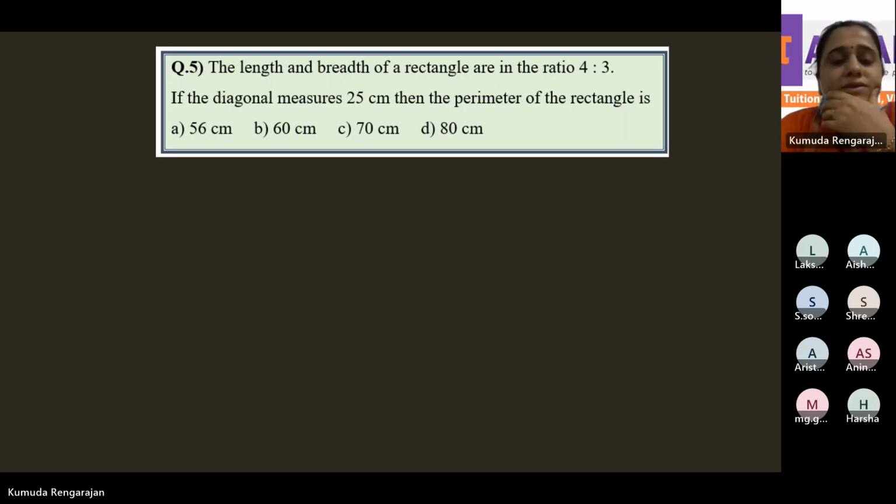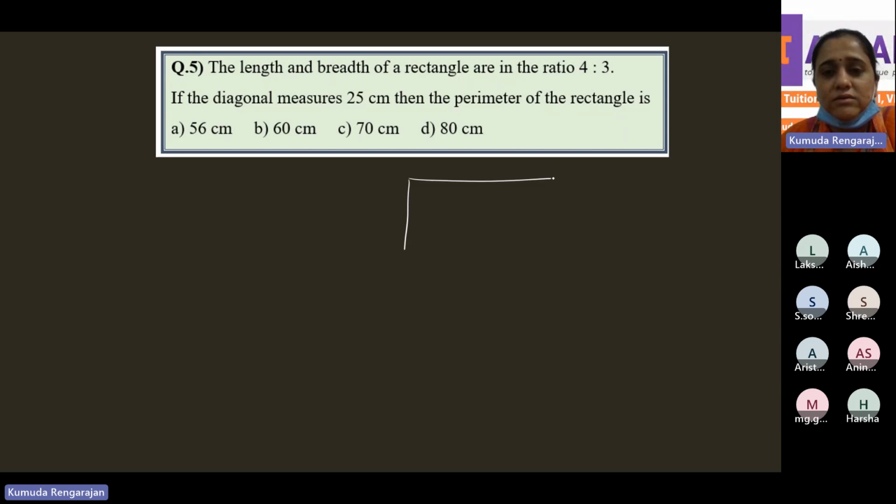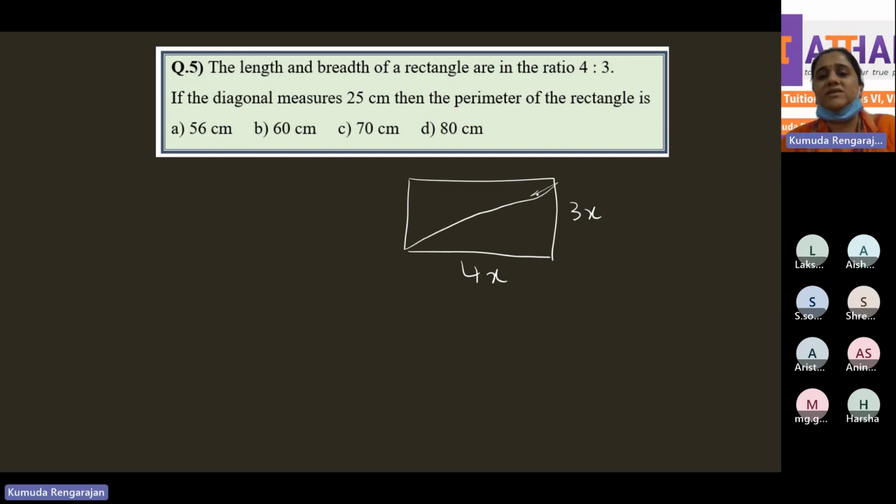The length and breadth of a rectangle are in the ratio 4:3. So let the length be 4x and the breadth be 3x. If the diagonal measures 25 centimeters, we know that in a rectangle both the diagonals are equal. Given this, we have to find the perimeter of the rectangle.